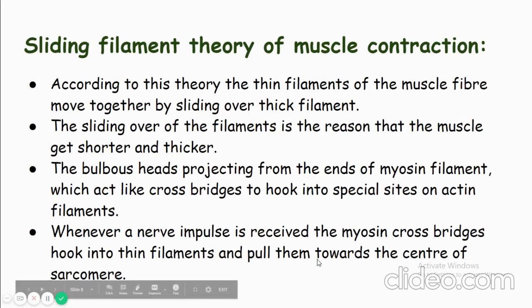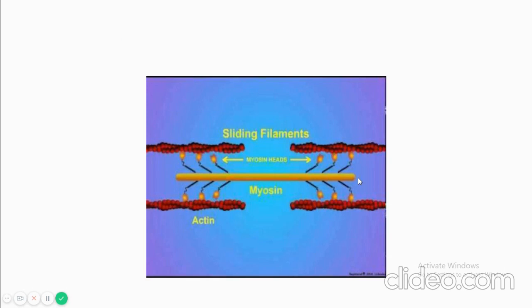The bulbous heads projecting from the ends of the myosin filament act like cross bridges to hook into special sites on actin filaments. Whenever a nerve impulse is received, the myosin cross bridges hook into thin filaments and pull them towards the center of the sarcomere. So this diagram is worth explaining, as it shows the sliding filament theory.